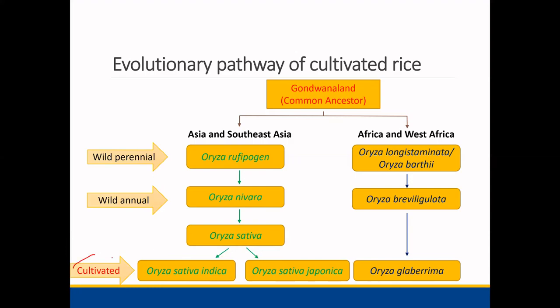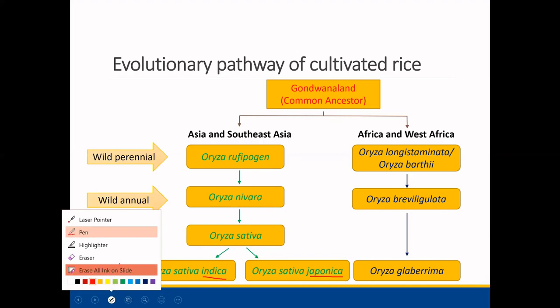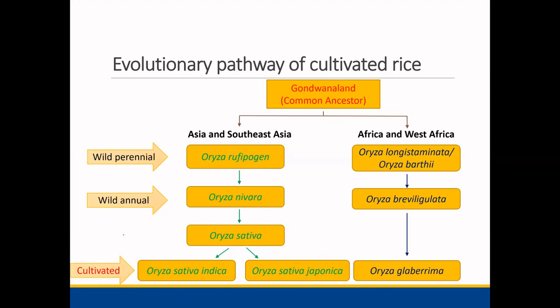That's why I put here that's cultivated. So there are 2 species. This Asian species, Oryza sativa, has 2 types: one is indica and then japonica. If that is clear, then we can move to the next one.